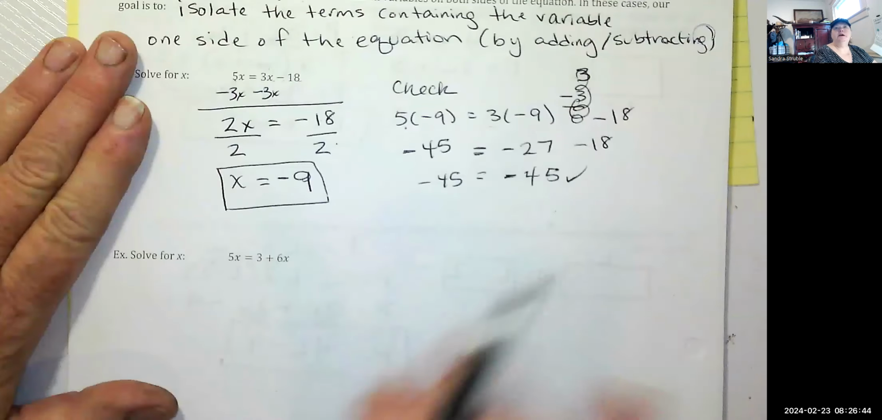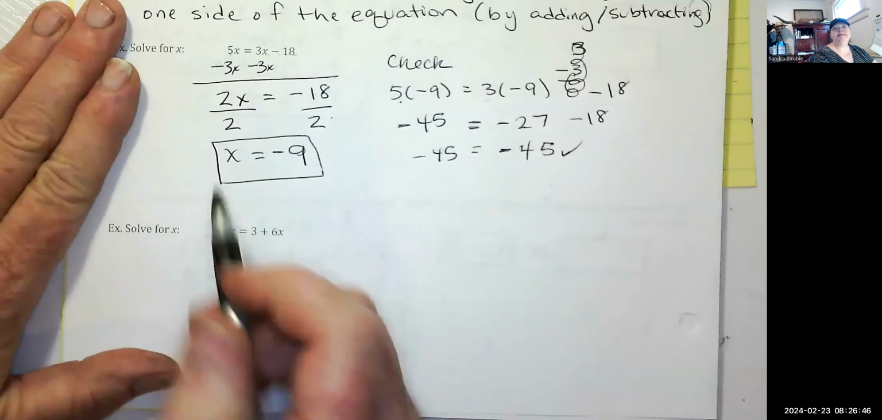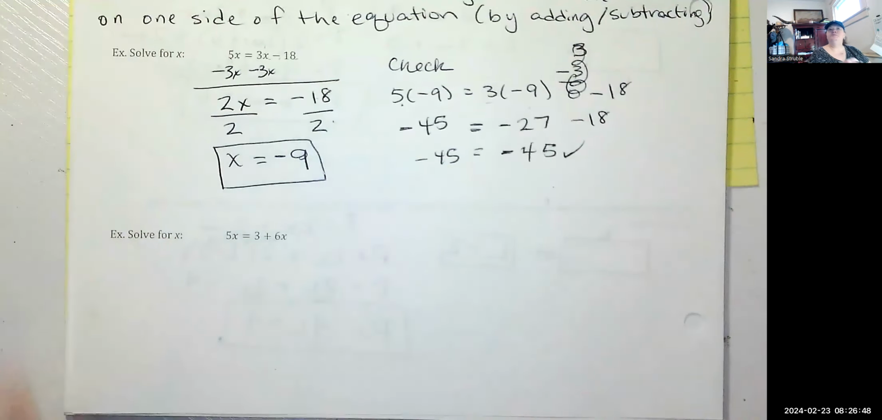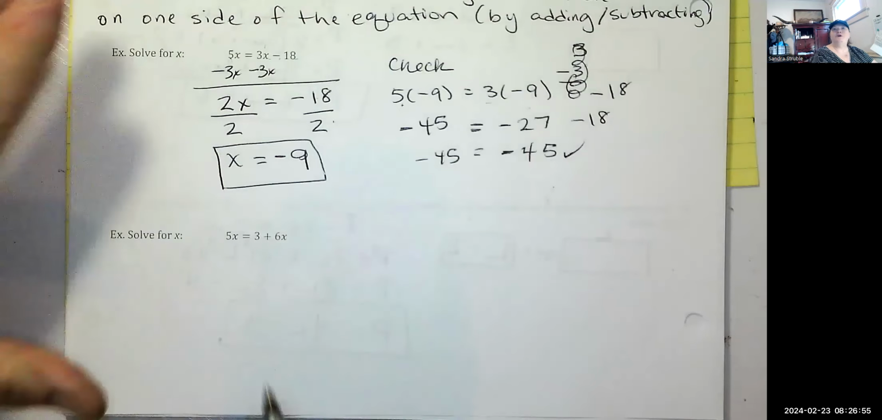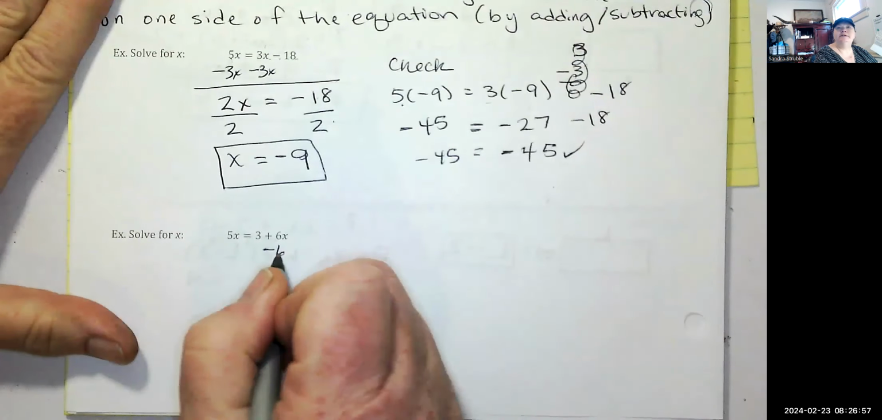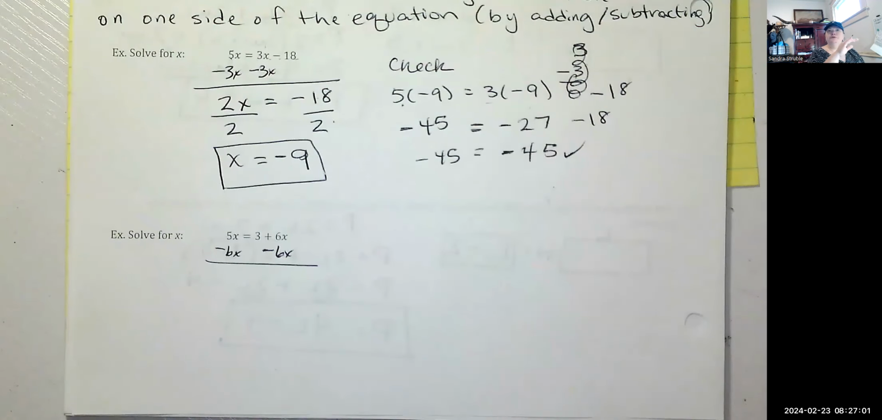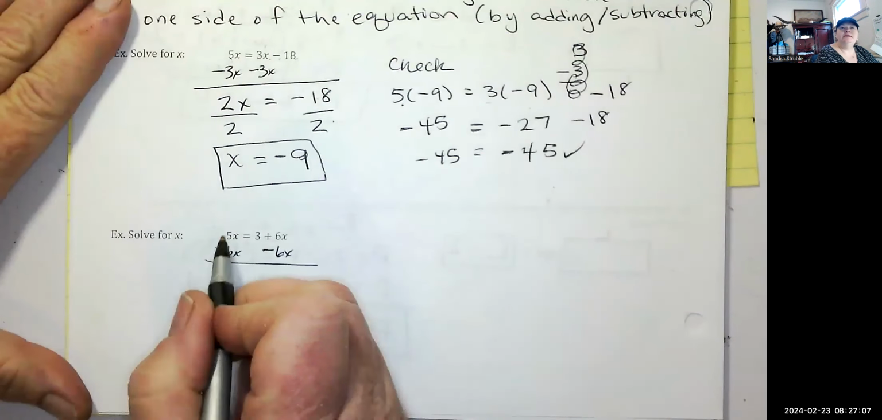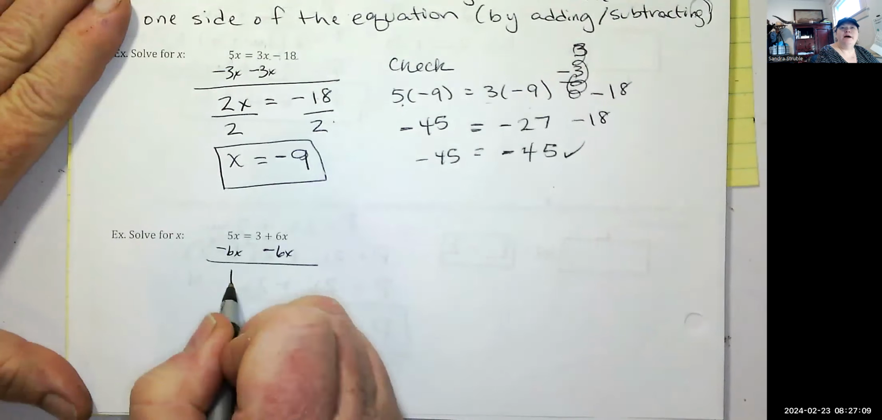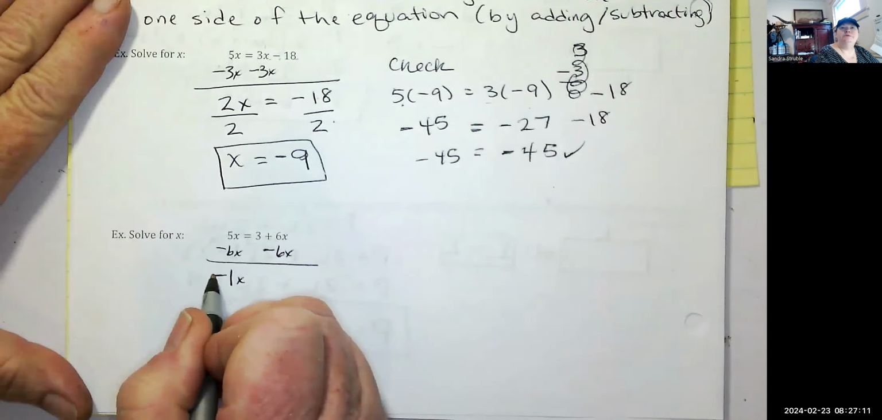Let's go to the next one. 5x is equal to 3 plus 6x. You might be tempted to take that 5x to the other side because the 6x is larger. We're not doing that. We're going to subtract 6x from both sides, because if you'd moved the 5x over, then you would have had to move the 3 over, and that's just too many steps. The signs are different, so we subtract and take the sign of the larger number.